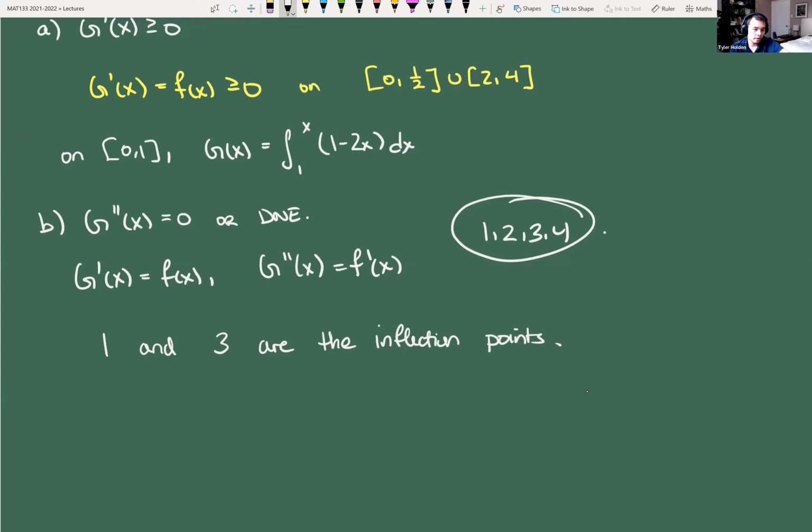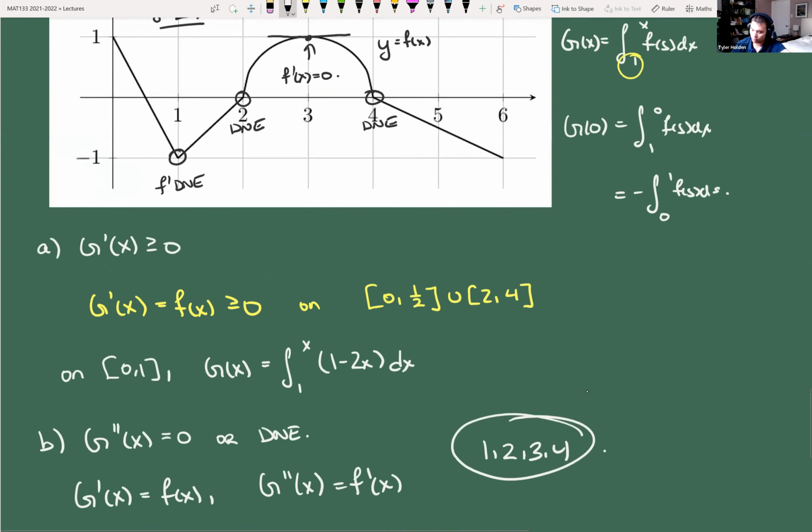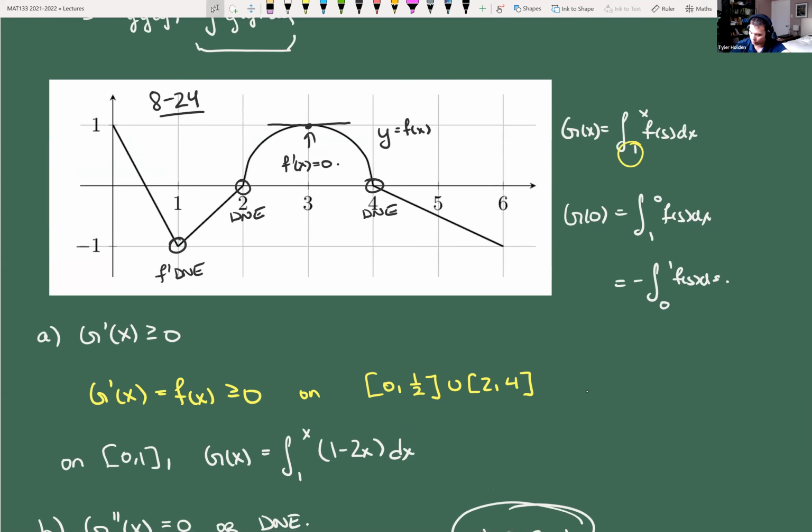Now, the final part of this question is a little bit nasty. So it says find the absolute maximum and minimum of G. And for the most part, what you're going to be looking for is, if we go back up here, we know that maxes and mins have to occur at critical points. So where are the critical points of this function of capital G? Where are the critical points?